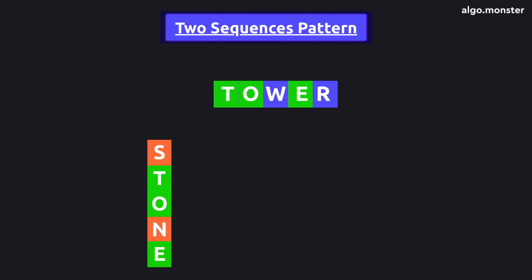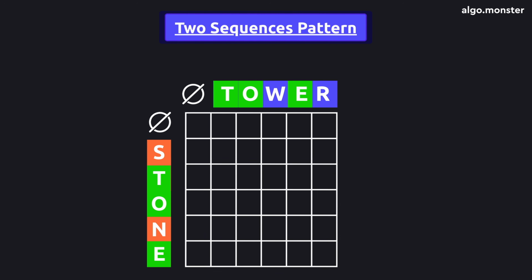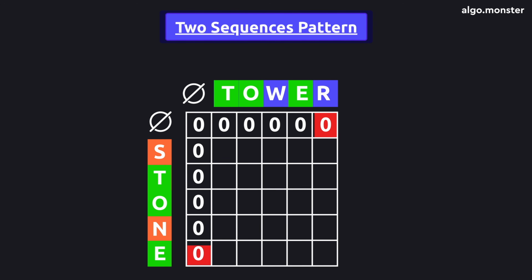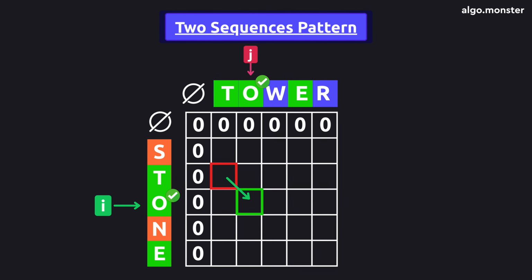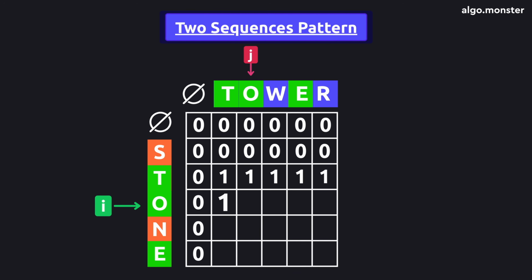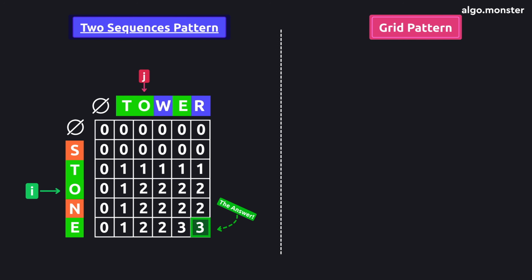Third, you build a 2-dimensional table. One sequence goes along the rows, the other along the columns, and the base cases sit on the edges. Fourth, the transition depends on comparing the current elements. If they're equal, you use one logic. If they're different, you use another. So if you see a problem like this, draw the table where the 2 sequences intersect. Fill the edges. Then derive the transition formula based on how the elements compare. That's the 2 sequences pattern.